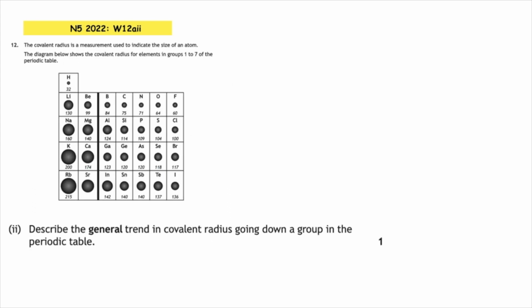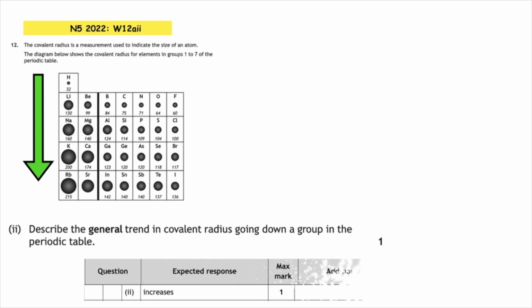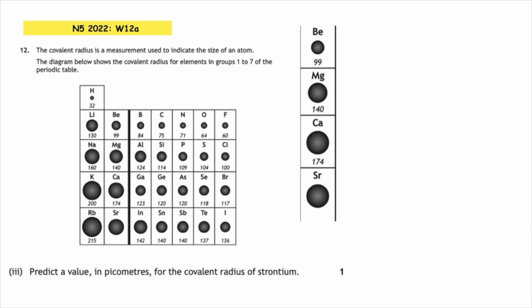Written 12A, Part 2, describe the general trend in covalent radius going down a group in the periodic table. So if we take the first group, group 1 of the periodic table, we can see from hydrogen to rubidium that the covalent radius increases. Written 12A, Part 3, predict a value in picometers for the covalent radius of strontium.